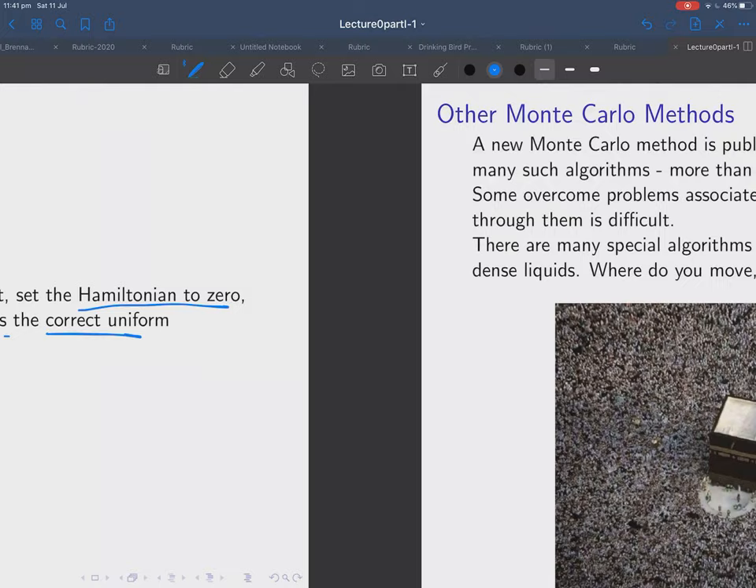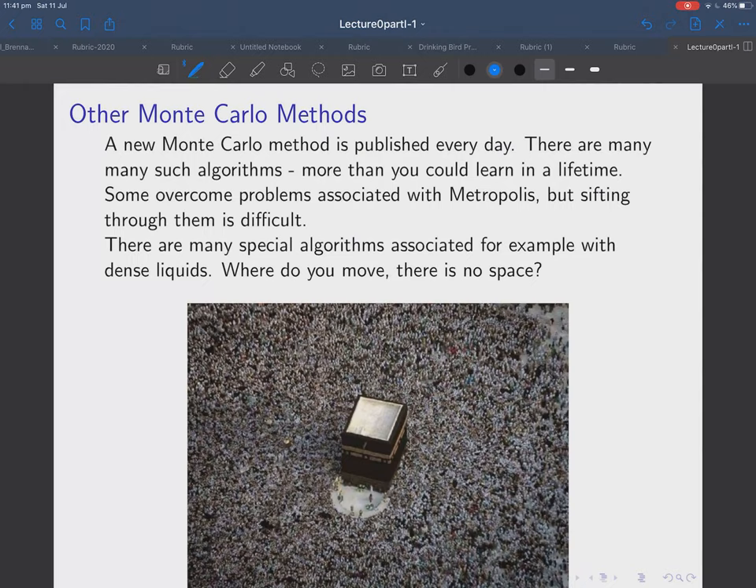So we've talked about Metropolis Monte Carlo only here. There are innumerable Monte Carlo methods. A new one is published every day. There are many algorithms of that sort of kind. Some of these claim and in fact do overcome certain problems associated with Metropolis. But sifting through all of them is incredibly difficult because there are so many of them. And there are many algorithms associated, for example, with dense liquids. You have a liquid like water, for example. You have the water molecules here, and you've got to decide, okay, what am I going to do with that water molecule?